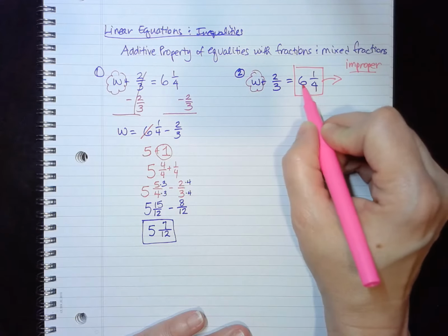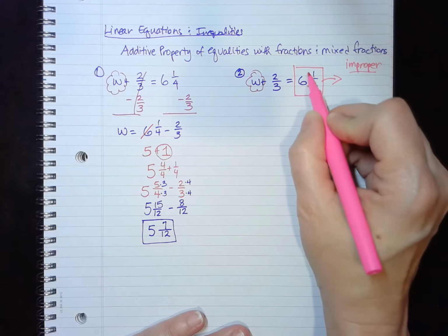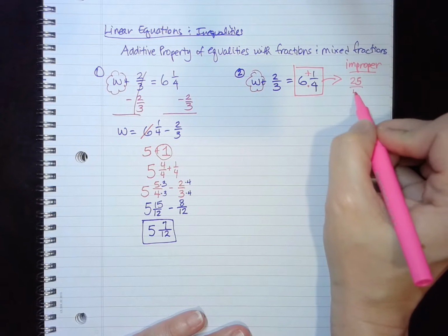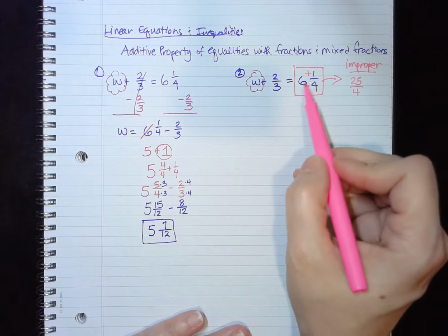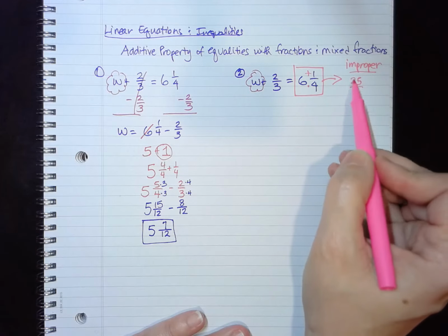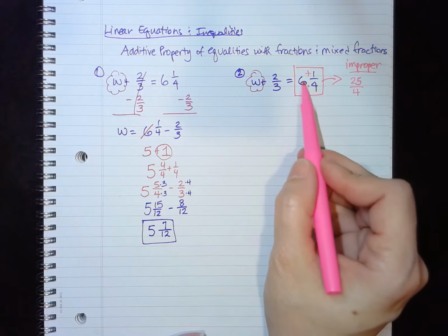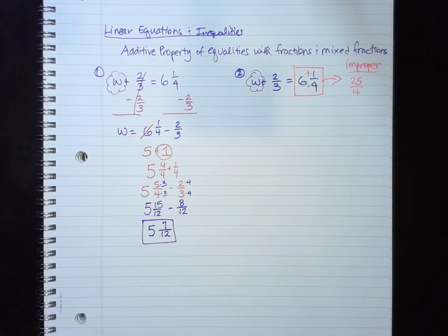So what you do is you multiply 6 times 4, and then you add the 1. So that's 24 plus 1, which is 25, and the denominator stays the same. So 6 1/4 is equivalent to 25 over 4. Okay? You multiply 4 times 6, 24, plus 1, 25. And that's how I get the new numerator.